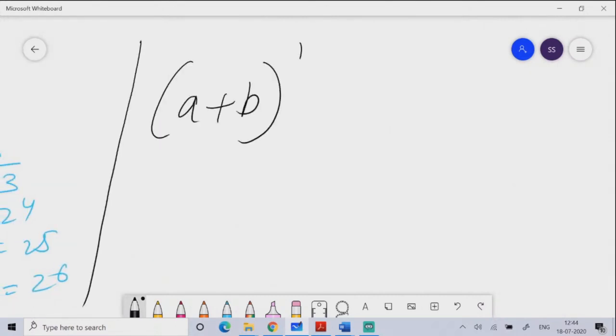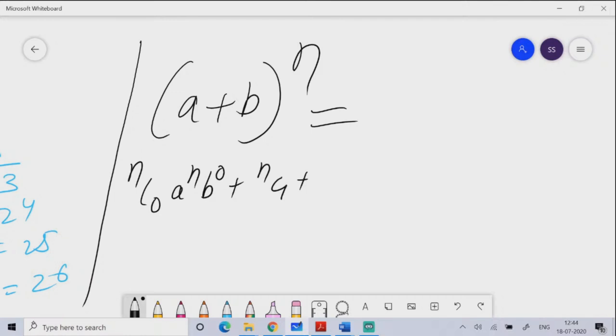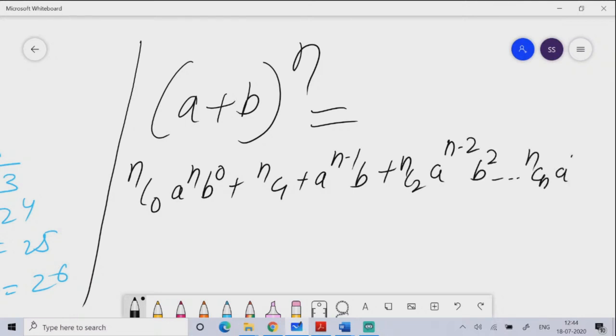(a + b) to the power n. The expansion, you know: nC0 a to the power n b to the power 0, plus nC1 a to the power n minus 1 b to the power 1, plus nC2 a to the power n minus 2 b to the power 2, like this, till nCn a to the power 0 b to the power n. If you see these coefficients and do the sum of these coefficients, that is always 2 to the power n.